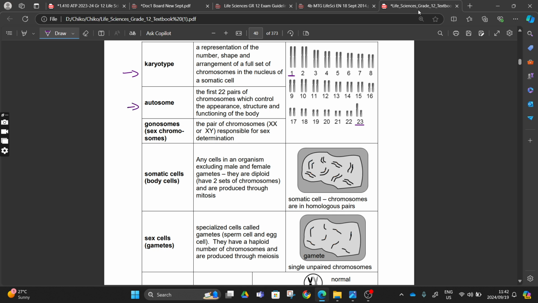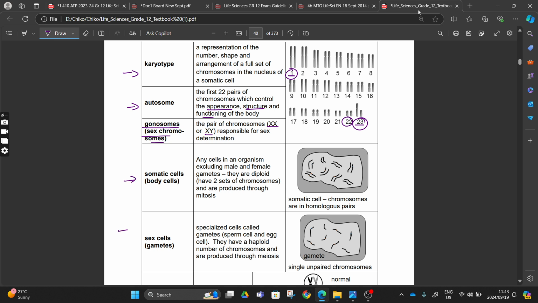And we also have our autosomes, which is the pair from pair number 1 up until pair number 22, which all control the appearance and the structure and the function of the body. And we also have the gonosomes, which are the sex chromosomes, pair number 23, guys, as it can be XX for the female and XY for the male.